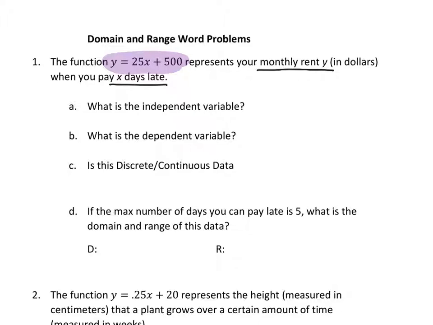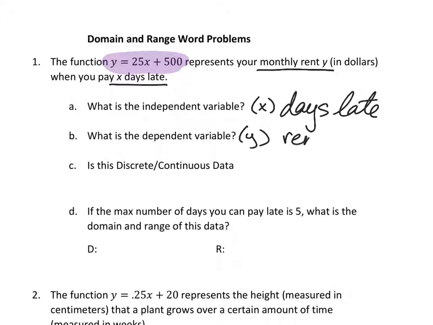Our independent variable is always our x variable, but what does x represent in real life for this problem? The days that we pay our rent late. That's what x represents for us today. Our dependent variable is always our y. X is the days late. So what is my output? What is my dependent variable? The rent. The cost of my rent.